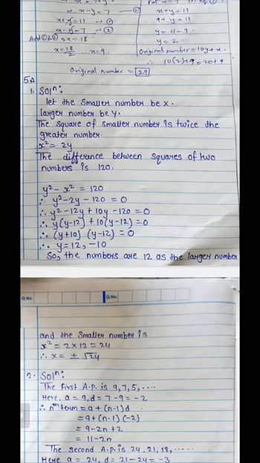Therefore y square minus x square is equal to 120. This equation will be formed. Now y square minus 2y minus 120 is equal to 0.